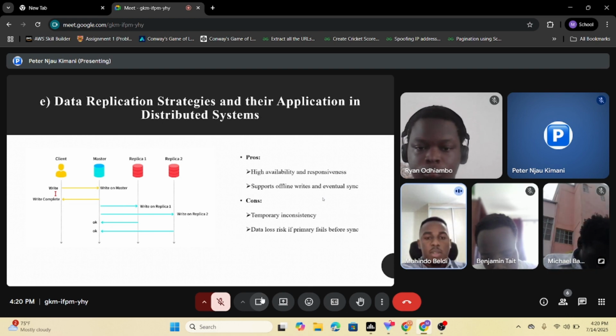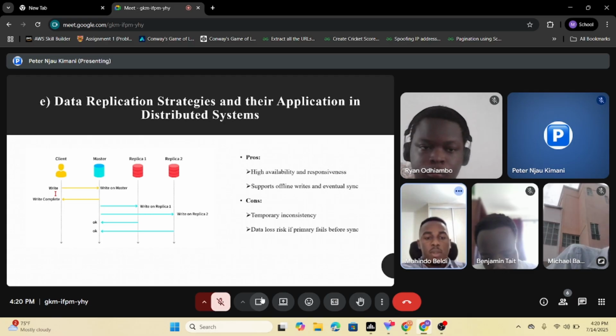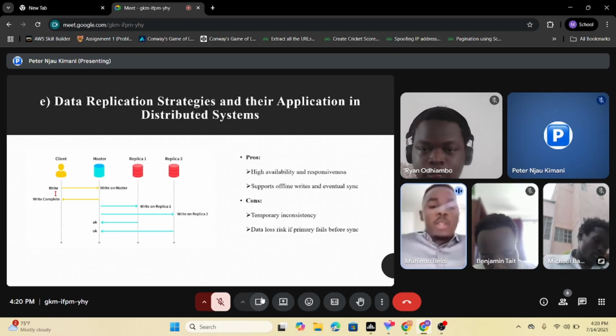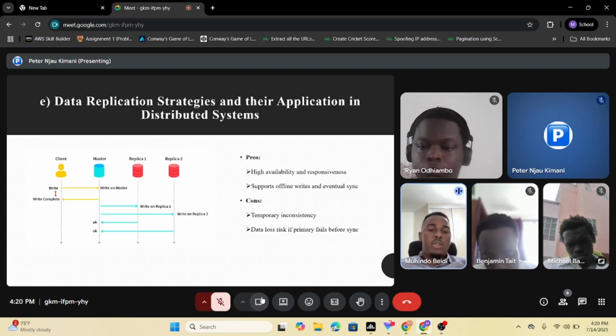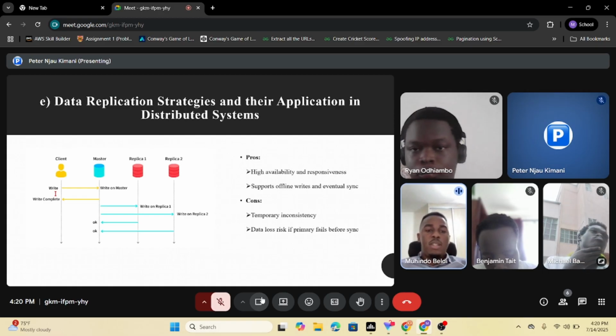So let me talk about the diagram on the left. The client receives a success response immediately after the master updates itself, without waiting for the replicas. Background updates occur later. Comparing to synchronous replication, this one does not wait for all the replicas to have the latest update, but after it updates itself, it directly sends feedback to the client. In the next slide.